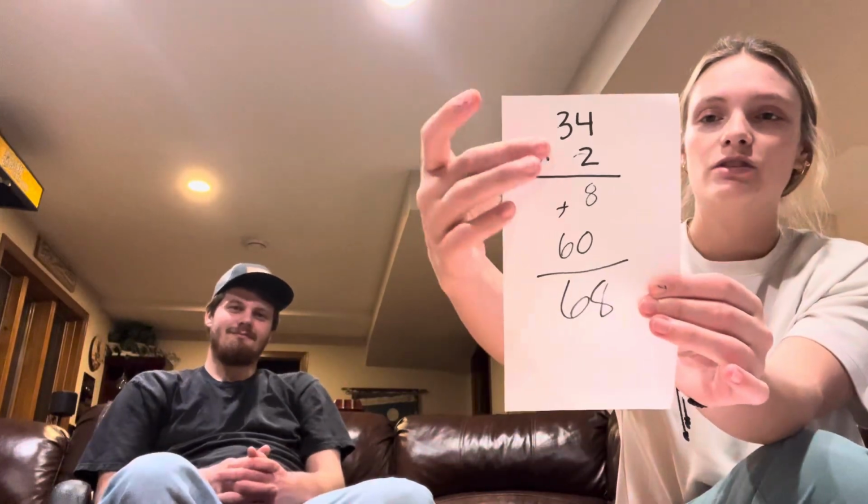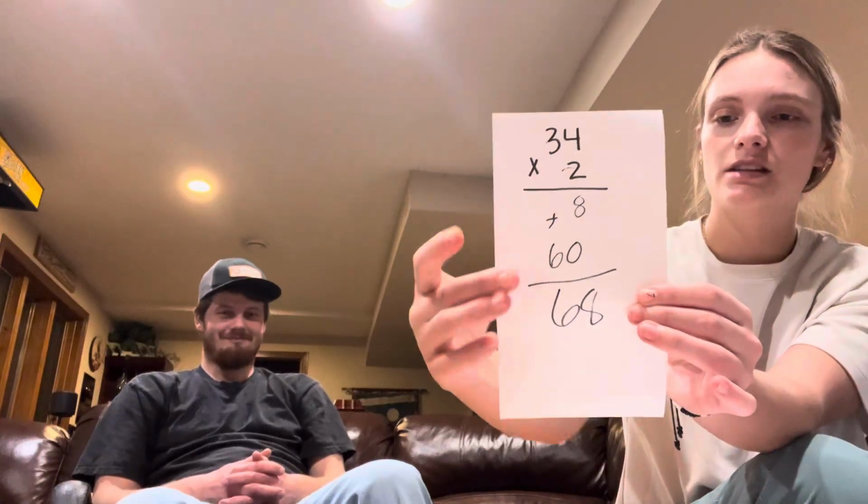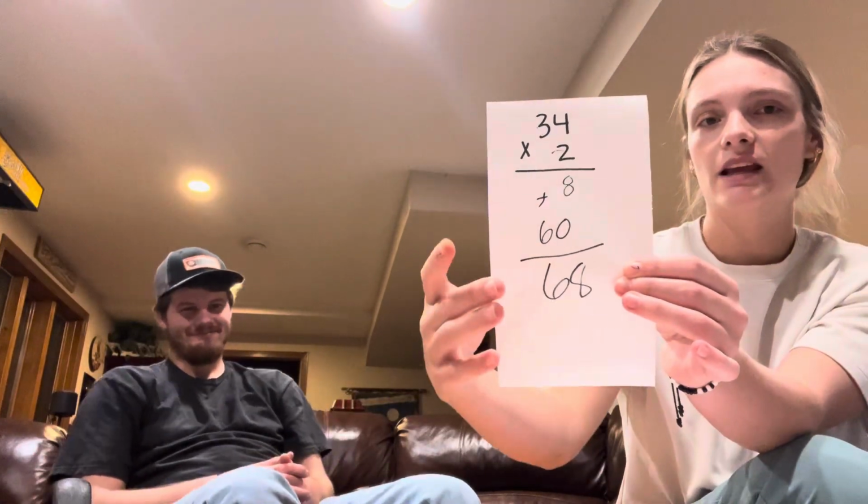So you have 2 times 4 is 8. 2 times 30 is 60. 60 plus 8 is 68. Great job.